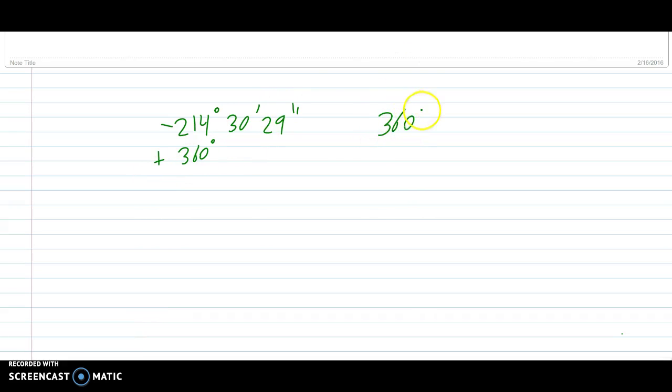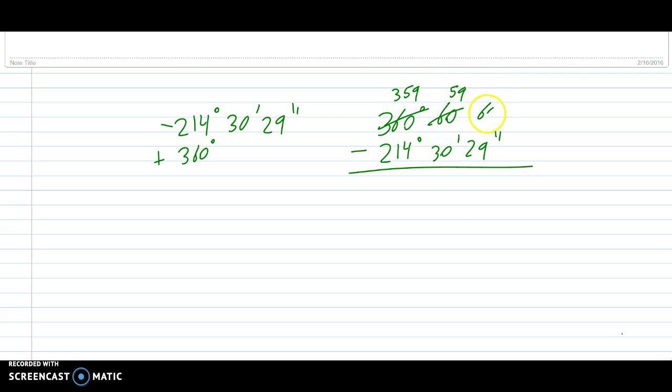Again, I would flip this. 360 degrees minus 214, 30, 29. Okay. Have to borrow again. 359, 60. The 60 I need to borrow from again to get this 60 out here, right? Then you can subtract. 60 minus 29 is 31. 59 minus 30 is 29. And 359 minus 214 ends up being 145. Okay? You'll notice that's in quadrant 2, right? It's between 90 and 180.